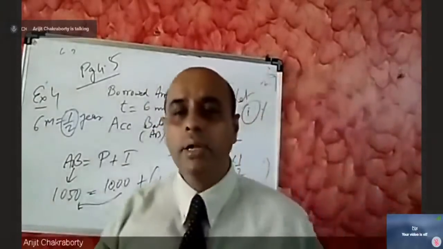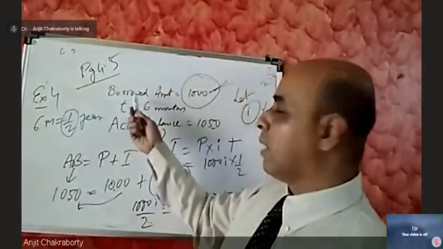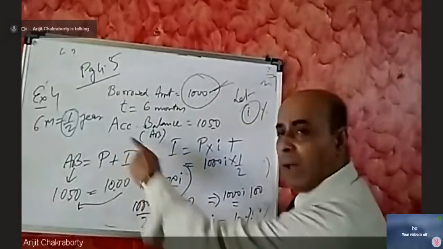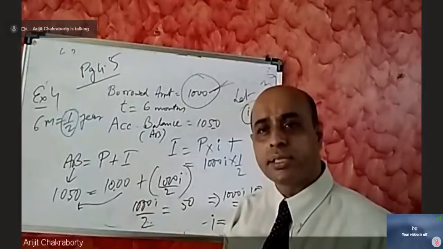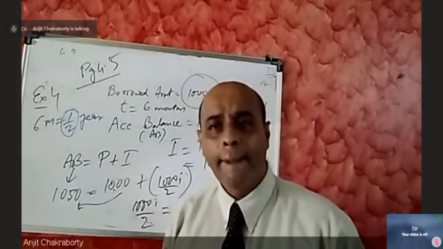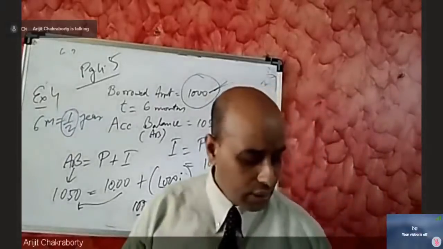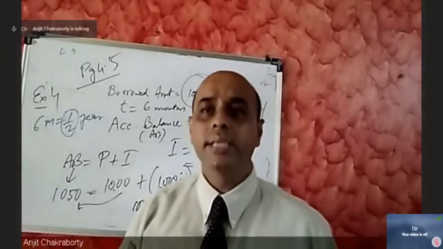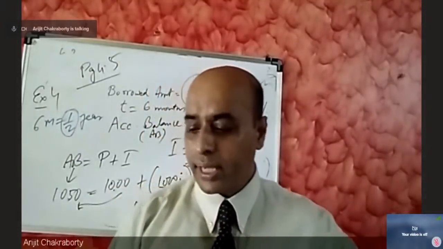In this problem, we have to find the interest rate. The principal amount is given, the time period is given, the accumulated balance is given, and here the time period is 6 months, which means half of a year. So by using the formula, we are able to derive the solution, and the solution is that the interest rate is 10%. Right? Now we move on to the next example.